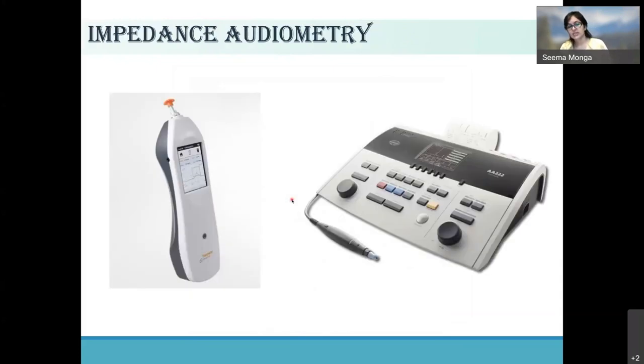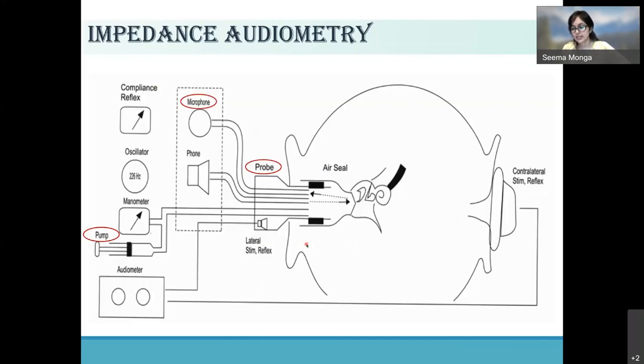So the next objective test that we are discussing is the impedance audiometry. Right? This is the impedance audiometry. What do you mean by the term impedance? So impedance is a function of three parameters inside the ear: mass, stiffness, and friction.